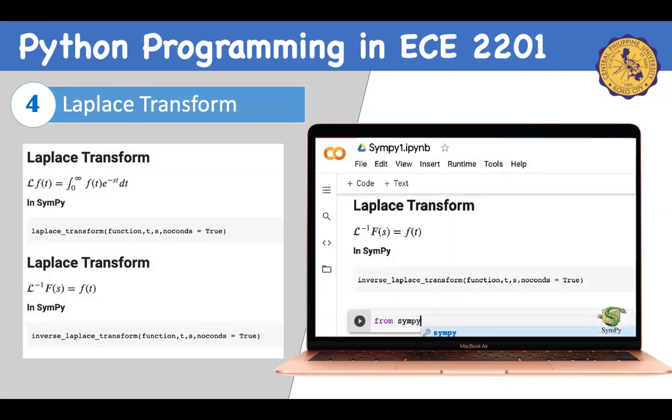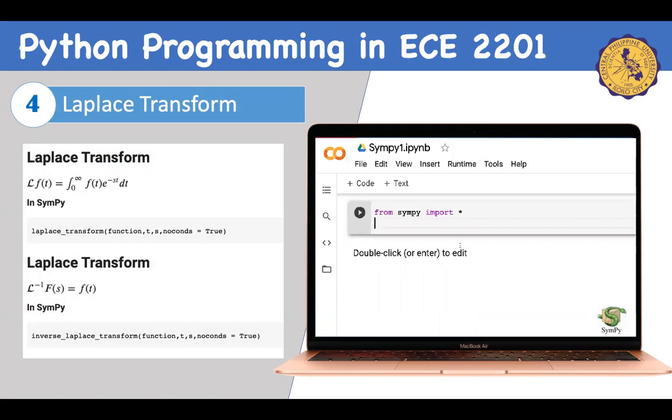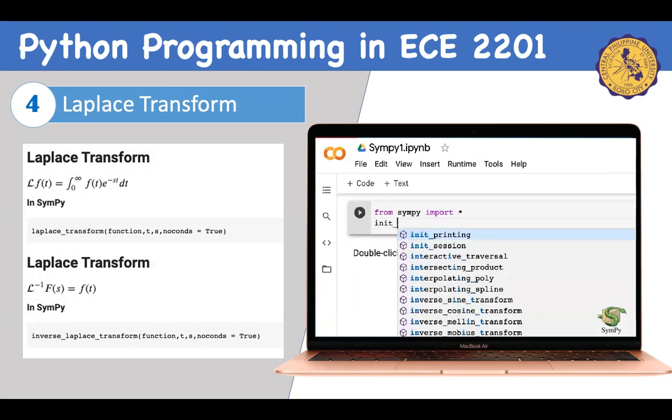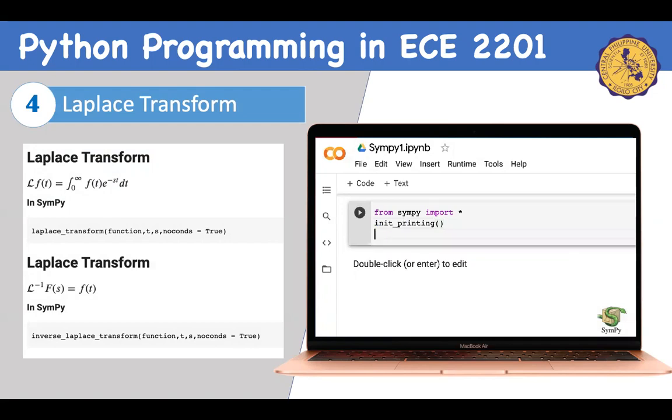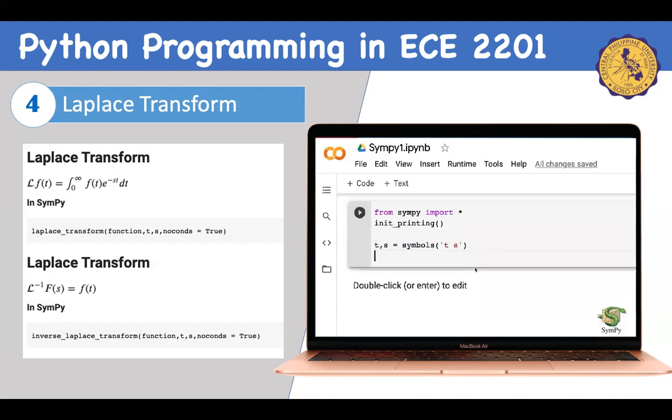So let's start by loading the SymPy module and then initializing the print output. So we have init_printing. Okay, and we will be declaring the variables that we'll be using. In this case, we will be using t and s. That's our symbolic math symbols. We have symbols t s. That's how we define our symbols in SymPy.